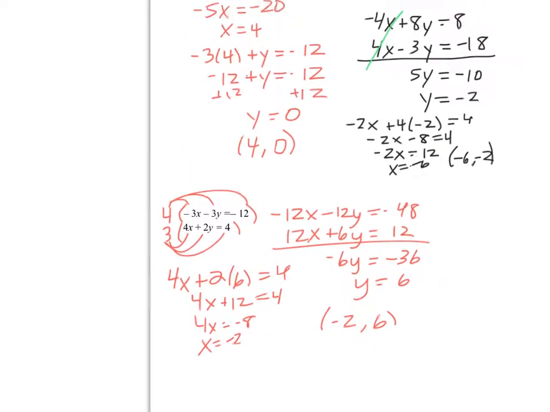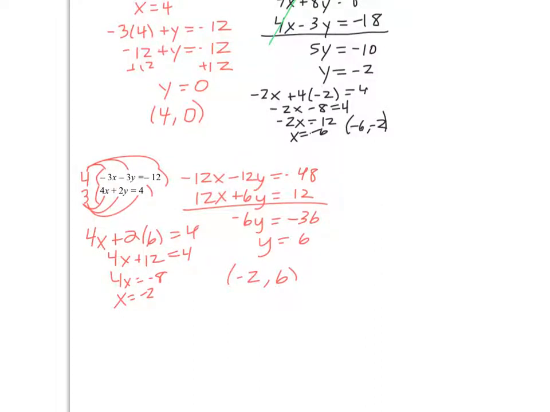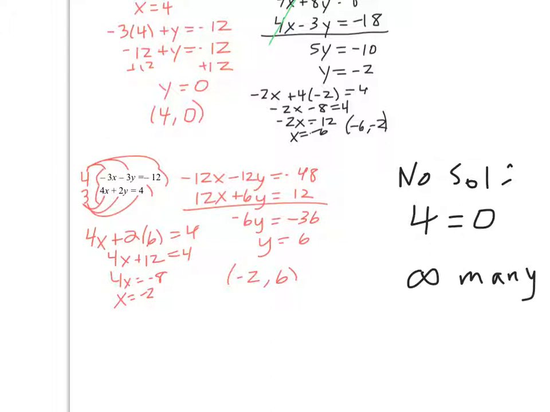Don't forget that when we're doing systems, we could also get no solution and infinitely many solutions. So no solution means that my variables cancel and I get something silly like 4 equals 0. Infinitely many means that my variables cancel and I get something like 2 equals 2 or 0 equals 0, something that's always true.